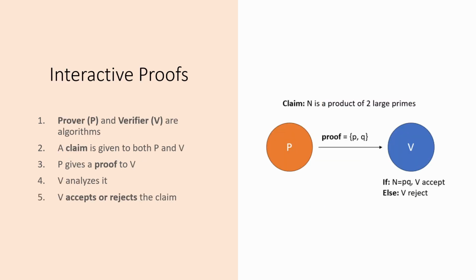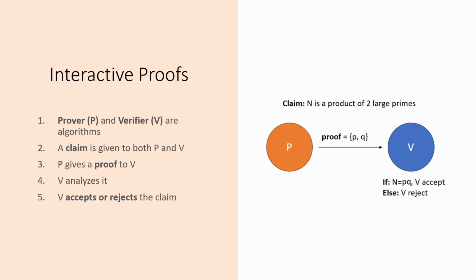Now, let's introduce interactive proofs or interactive proof systems. Here's the setup for an interactive proof. First, you set up 2 entities, the prover and verifier. You can think of these as computers or algorithms. Then a claim is given to both the prover and verifier. The prover then gives a proof to the verifier. The verifier analyzes the proof and decides whether to accept or reject the claim.